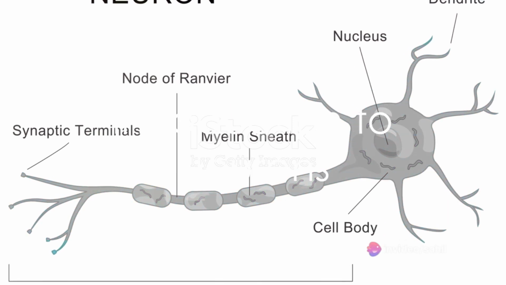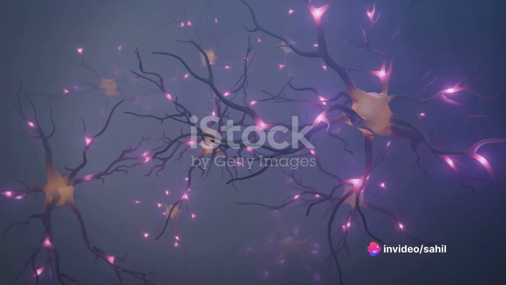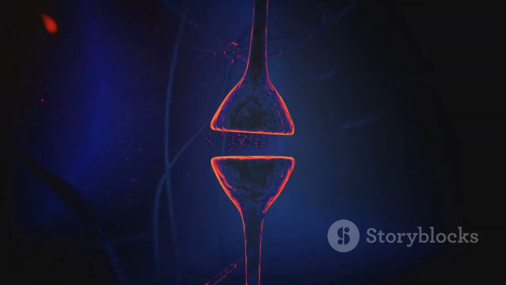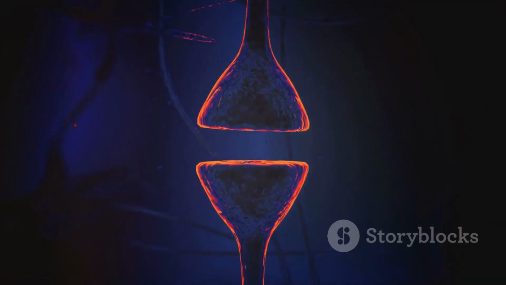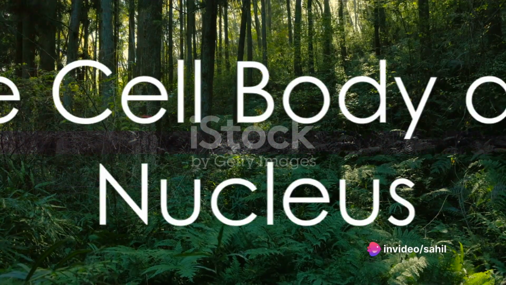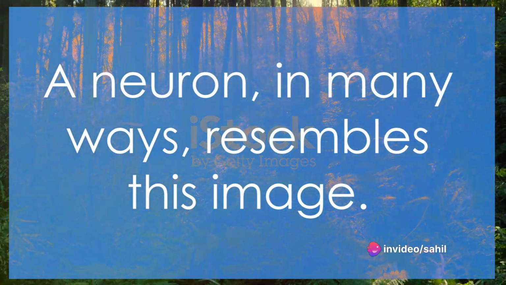Have you ever wondered how neurons in our brain communicate? It's a fascinating process, all starting with a single neuron. Today, we'll delve into the intricate structure of a neuron and how each part plays a crucial role in sending and receiving messages within our brains. Picture, if you will, a tree in your mind. A neuron, in many ways, resembles this image.